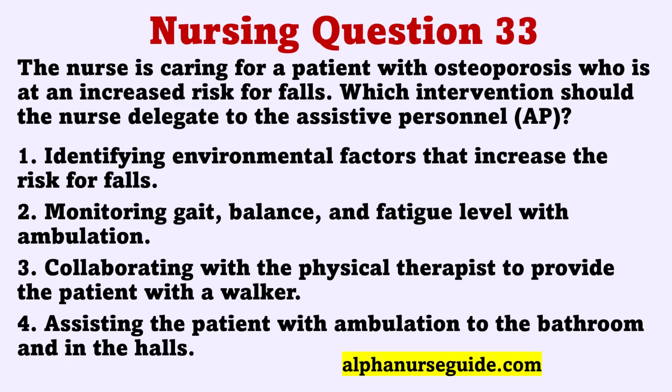The correct answer is 4. Assisting the patient with ambulation to the bathroom and in the halls. Rationale. Assisting with activities of daily living, including assisting with ambulation to the bathroom and in the halls, is within the scope of the AP's practice. The other 3 interventions require additional educational preparation and are within the scope of practice of licensed nurses.